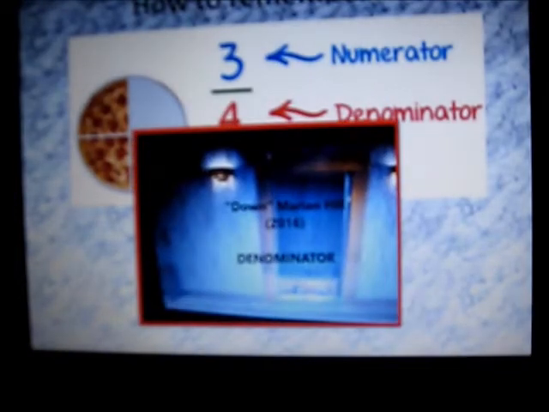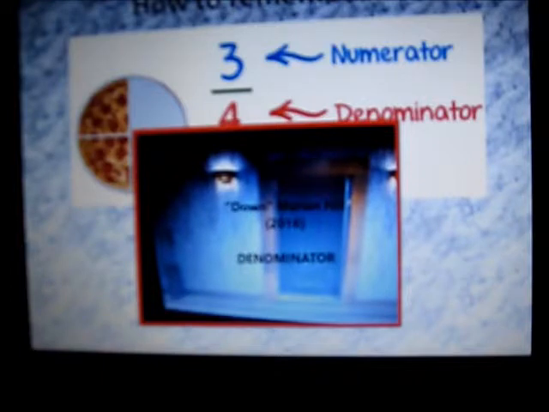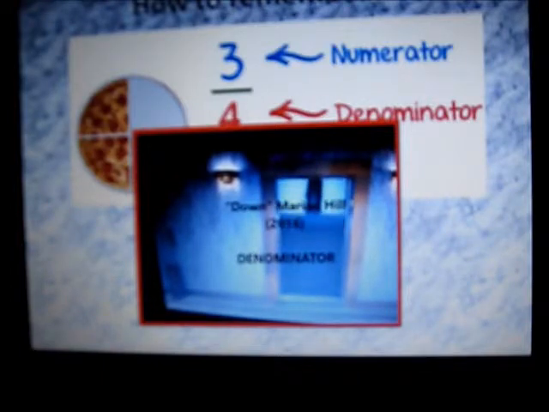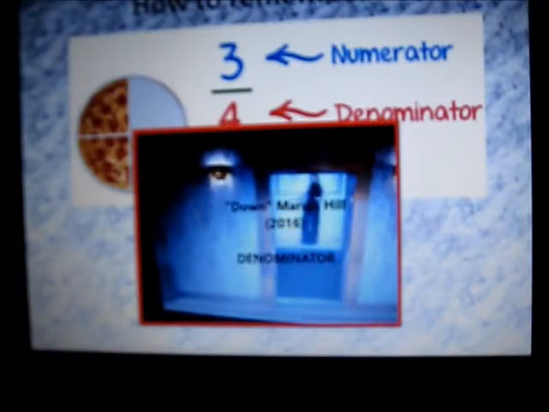Denominator, denominator, denominator, denominator, denominator.